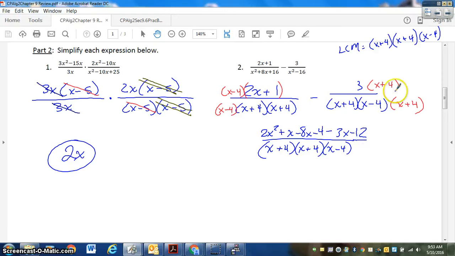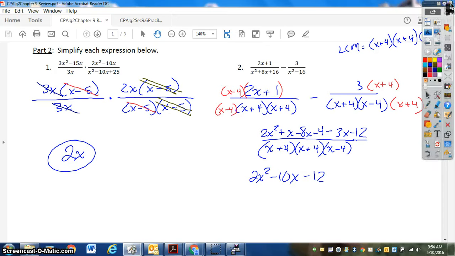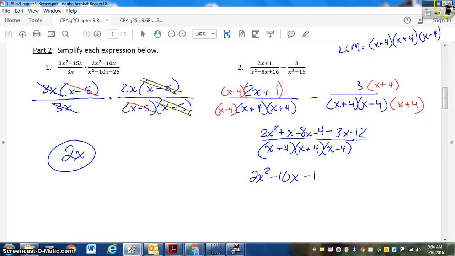And this negative comes into 3 as you distribute. So, combining like terms, 2x squared, this is negative 7x, negative 10x, minus 12. I'm sorry, not 12. 4 and 12 make 16. So, over here, on bottom, I can write this as x plus 4 squared, x minus 4.